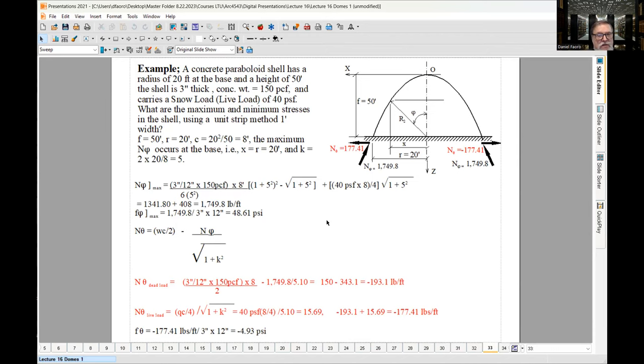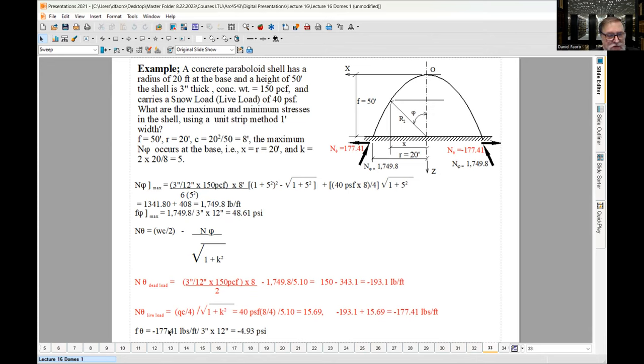N sub theta, as you can see here on the left-hand side, my lateral thrust is taken here. We break it into two parts, dead load plus live load. Values are negative in tension because we're pushing outward and exerting a tension force, so to speak, on the shell. Our live load does not contribute to that, only our dead load does. Our live load is small enough not to contribute much. So we have a net 177.41 pounds per foot.